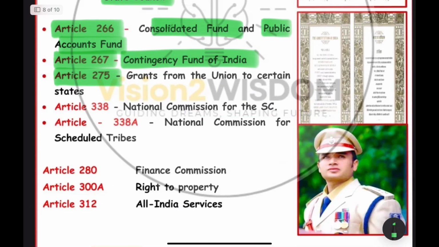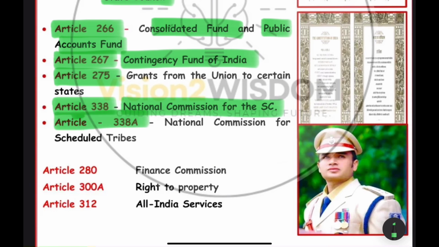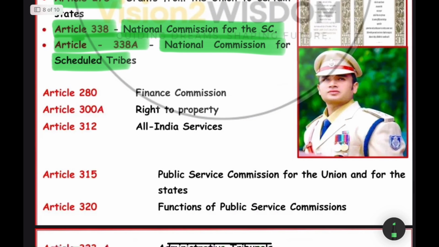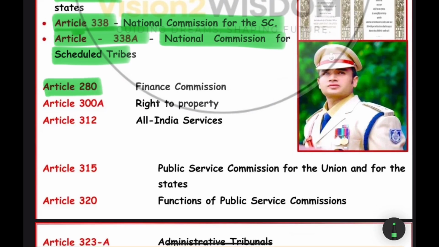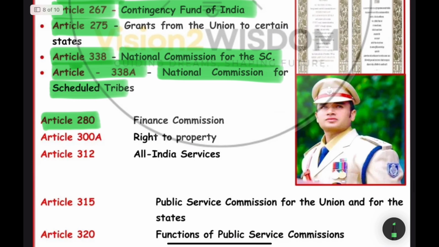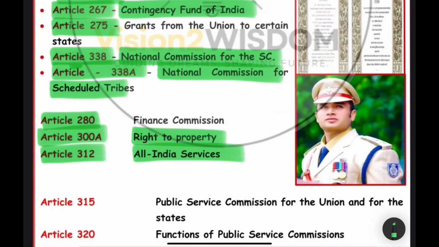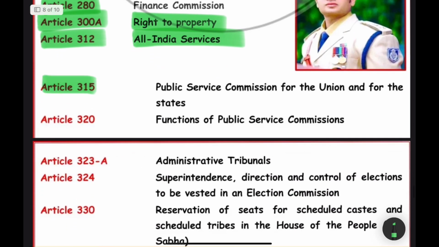Now Article 275 gives us the grants. Then Article 338, National Commission for Scheduled Castes, 338A, National Commission for Scheduled Tribes. Then Article 280 gives us the Finance Commission, then 300A, right to property, then 312, All India Services. Article 315 tells about the Public Service Commission for the Union and States, that is UPSC for the Union and TPSC in case of state. Article 320, functions of the Public Service Commission.